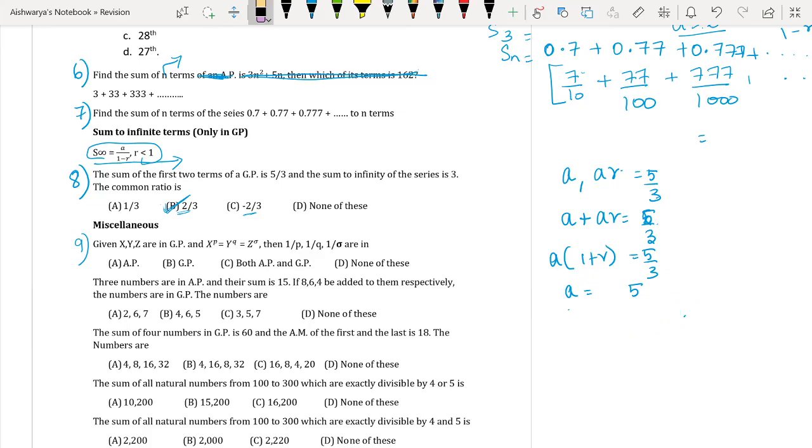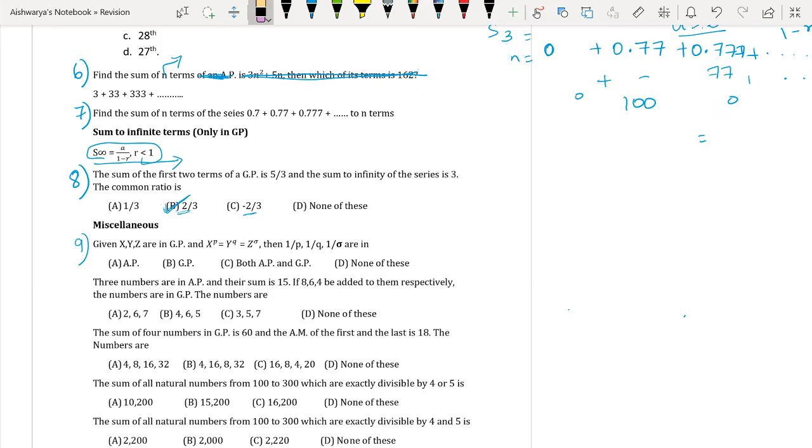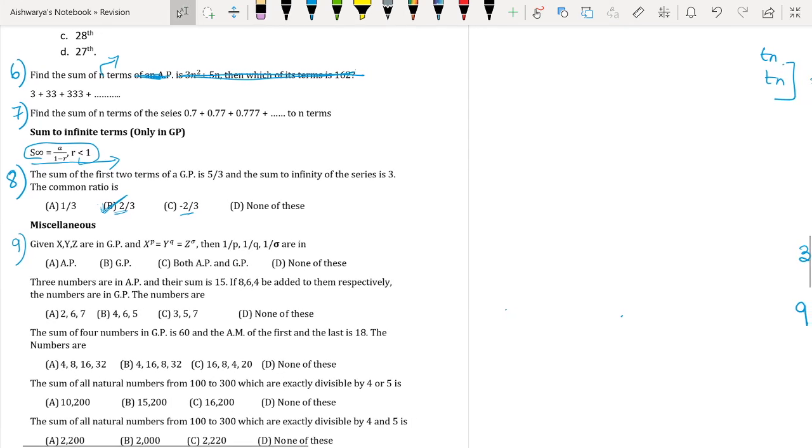Given x, y, z are in GP, and x to the power p is equal to y to the power q is equal to z to the power sigma. Then 1 by p, 1 by q and 1 by sigma are in? X, Y, Z are in GP means we write the relationship y square is equal to xz, correct? The square of the middle term is equal to the product of the first and the last term. And then this information is given.